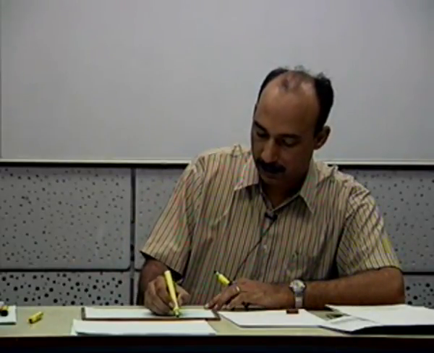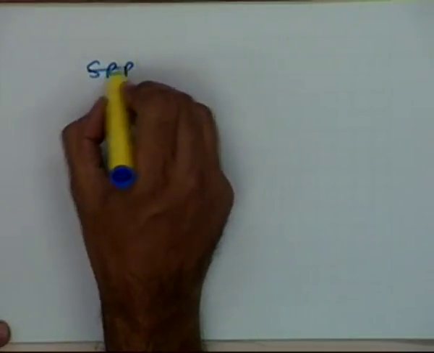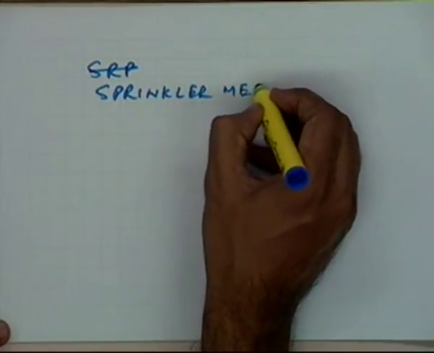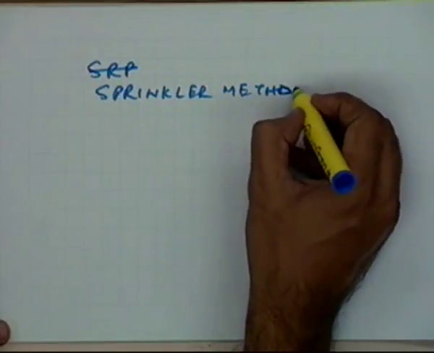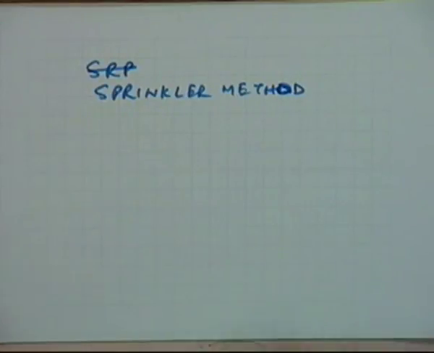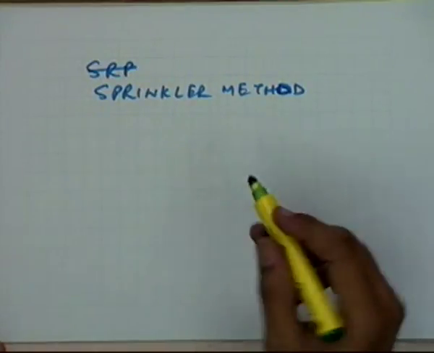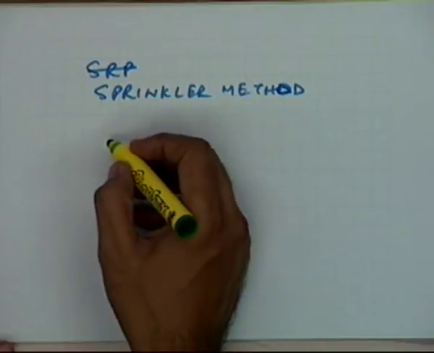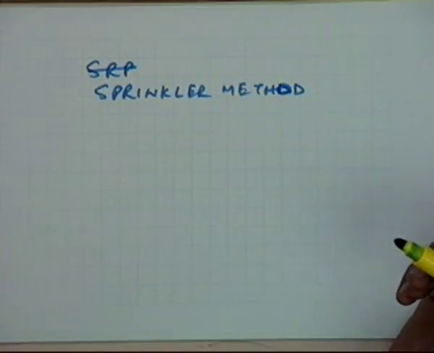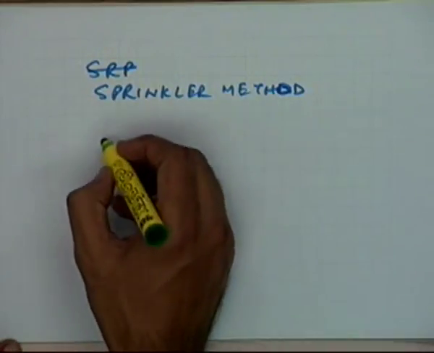First, let's have a look at the sprinkler method. In this method, the water is supplied through the pipe network, and as we have said, ultimately the device for application to be used in this particular case is the sprinkler head.